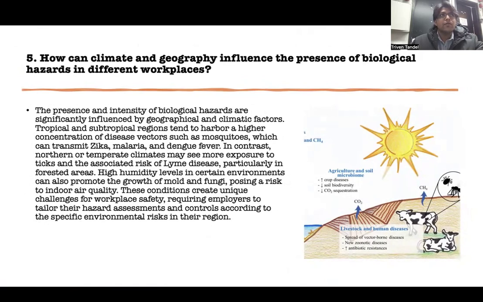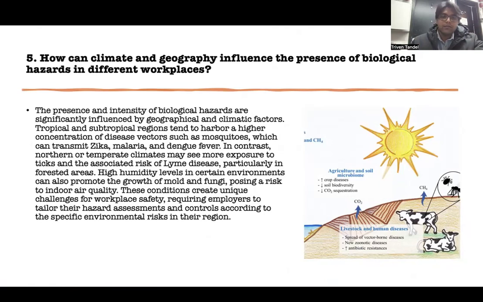Then let's move to the fifth question. How can climate and geography influence the presence of biological hazards in different workplaces? Biological hazards can spread widely to different regions, like the tropical and subtropical places, for example Brazil and Venezuela, which have big rainforests and swamps where parasites grow enormously in the dirt.